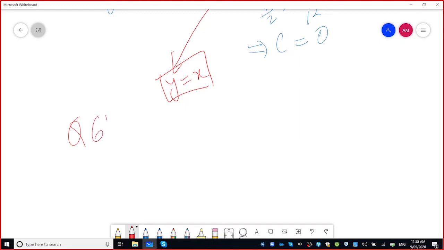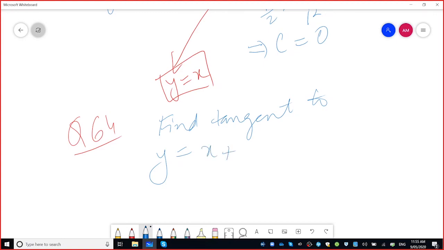Question number 64. Again it's similar. Find the tangent to y is equal to x plus 3 cos 2x at the point 0, 3. How to do that? You have already done a similar question, so kindly solve it.